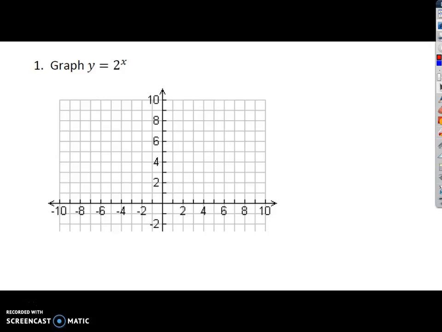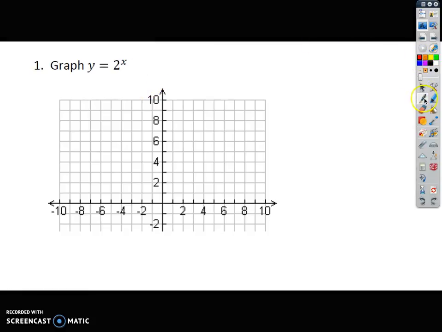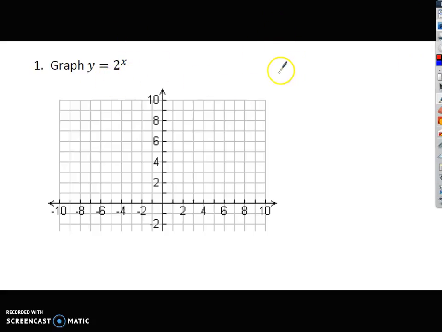On this one it says graph y is equal to 2 to the x. So this is graphing an exponential function with a base of 2. We do know that an exponential contains these anchor points, these special points. When I plug in a 0, 2 to the 0 gives me a 1. Anything to the 0 gives me a 1. If I plug in a 1, 2 to the 1 gives me a 2, which is the base. So the points are 0, 1 and 1, 2, which is the base.